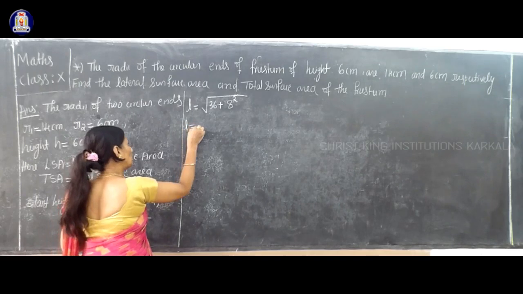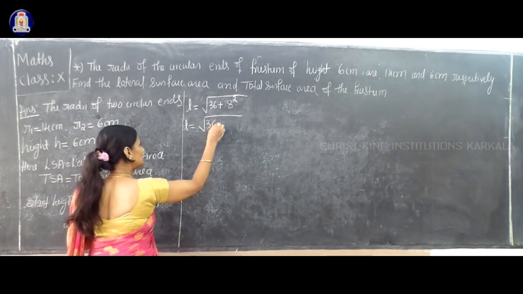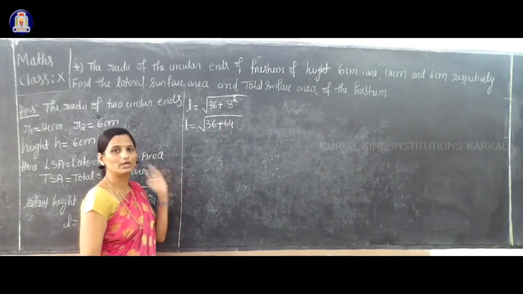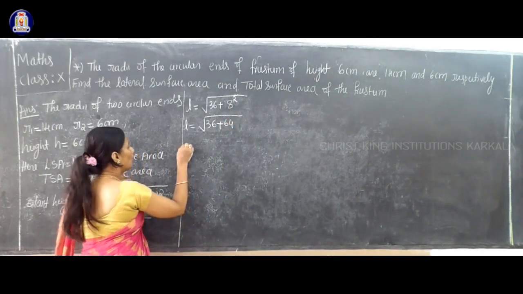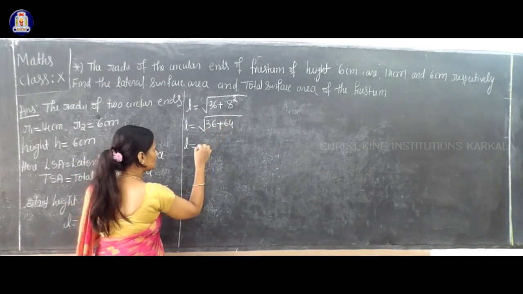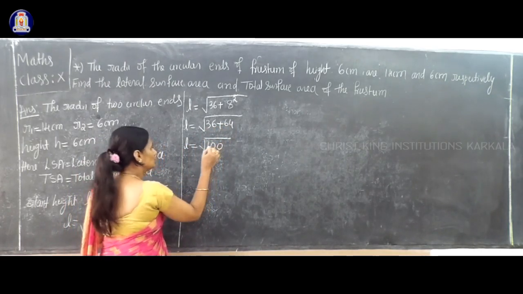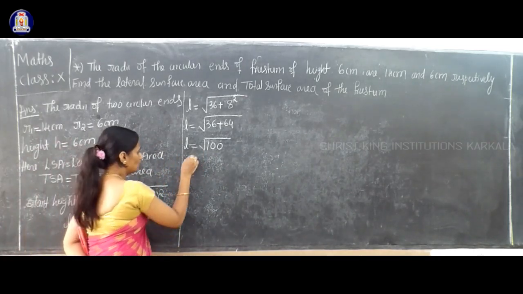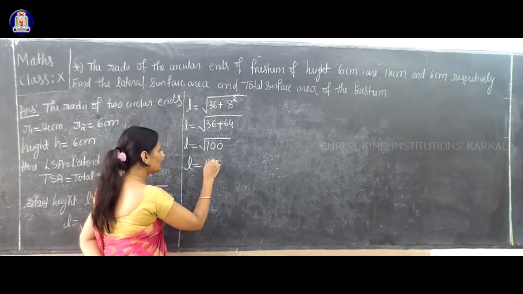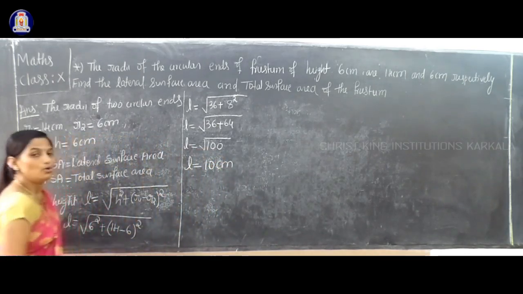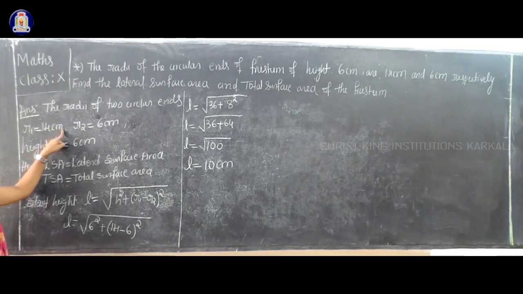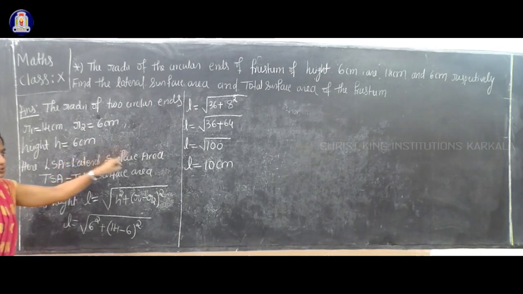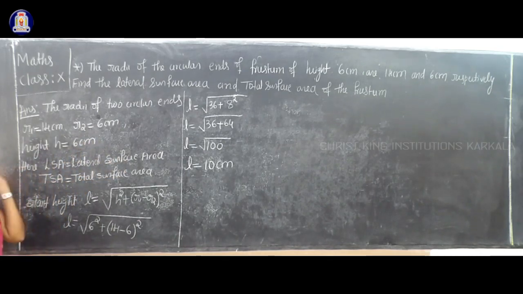So L is equal to square root of 36 plus 8 square. 8 square is what? 64. 8 into 8, 8 8s are 64. So L is equal to 36 plus 64 is 100. Is 100 a perfect square? Yes, it is a perfect square. So L is equal to how much? 10. What is the unit? Centimeter. Why centimeter? Because R1, R2 and H are in centimeter, so L is also in centimeter. So now you can find it.